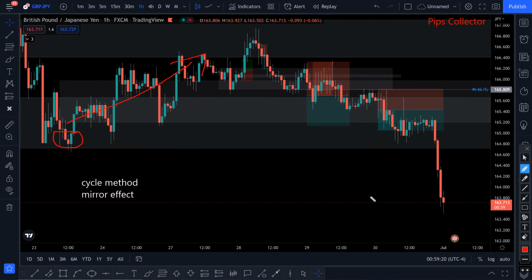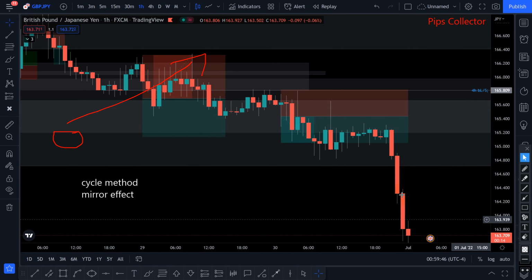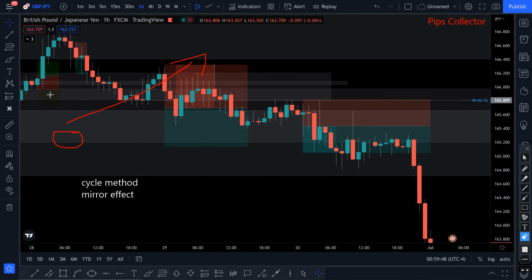Meanwhile, the mirror effect is simply mirroring, just repeating what happened. The cycle method is a bigger structure. The mirror effect is more like the now structure, whatever happened just most recently. That is just how I would simplify it. Now let me put it in action. Let me zoom in a little bit. Putting it in action, this is the concept of the mirror effect.